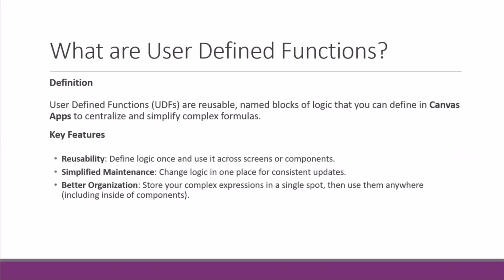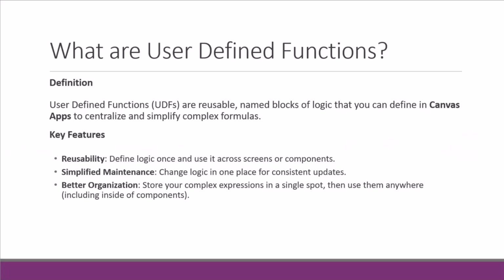It's also better for organization of your code. Collaboration is a big thing in Canvas apps now. We have co-authoring. We have some things that are really enabling us to have larger teams of people build these Canvas apps. And so having your complicated code organized in a single place where everybody knows where to find it is super helpful.